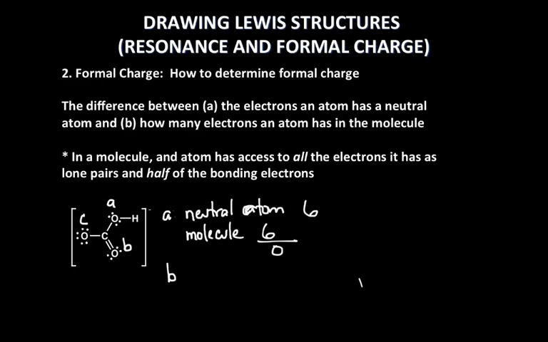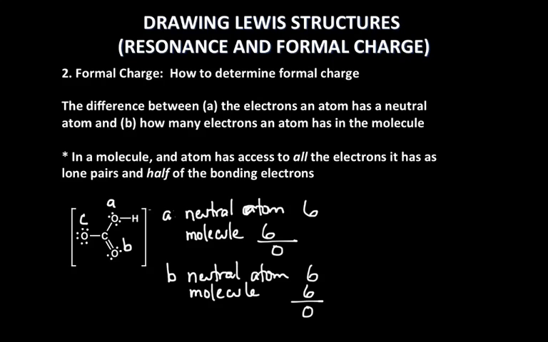If we look at oxygen atom B as a neutral atom, it's still oxygen, still in group 6, so it's got 6 valence electrons as a neutral atom. In the molecule, it's got 4 electrons from the 2 lone pairs, plus 2 electrons from half of the double bond. The double bond constitutes 4 electrons, half of those go to the one oxygen, so it's got 6 electrons in the molecule, so it also has a formal charge of 0.